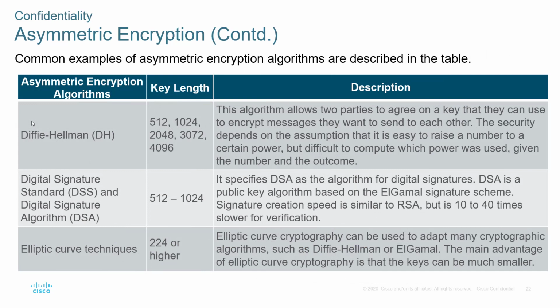So common ones for asymmetric are going to be things like DH, or the Digital Signature Standard, or the elliptic curve. DH is going to be a big one for VPN technologies. This algorithm will allow the two parties to agree on a key, and they will be part of a key exchange.